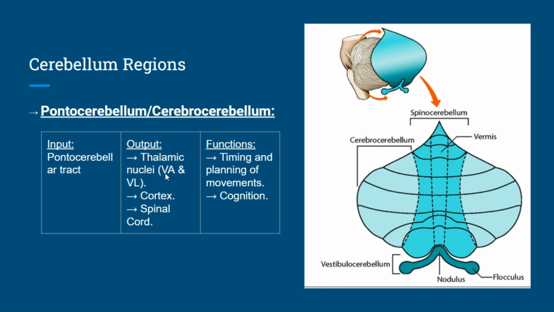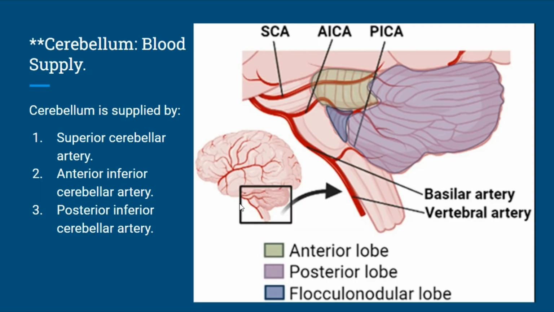So which thalamic nuclei? I've used abbreviations. We have discussed that before in the thalamus slides. The ventral anterior and the ventral lateral thalamic nuclei are involved in it. It will give out the output to the cortex and to the spinal cord. This allows the functions of timing and planning of movements, and will also help with cognition.